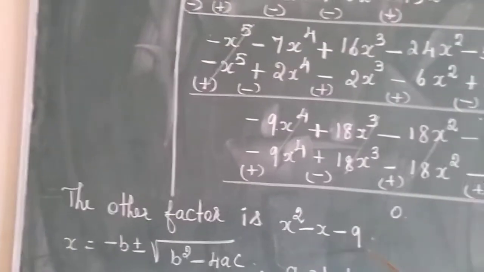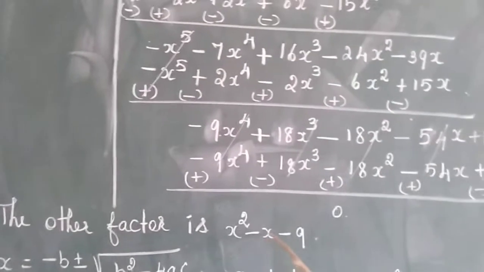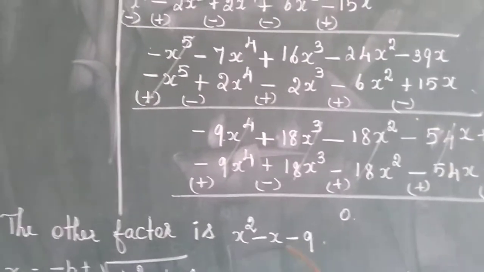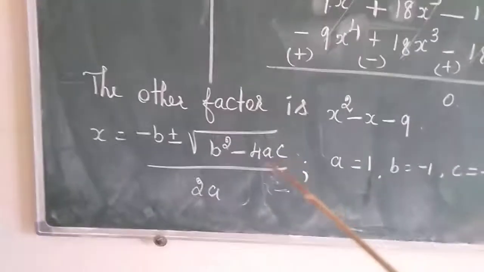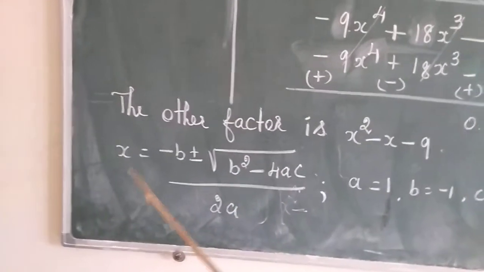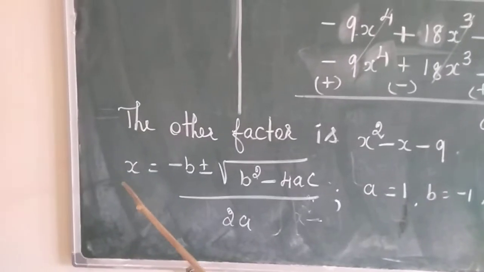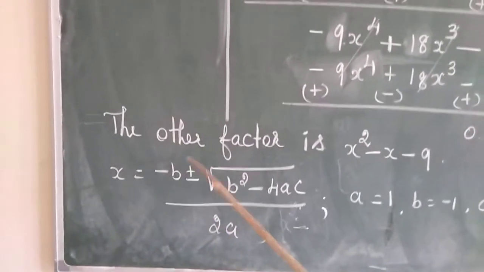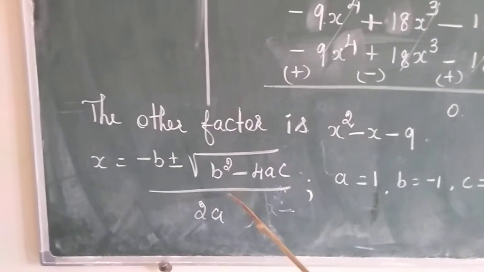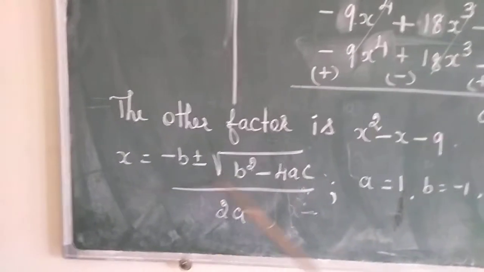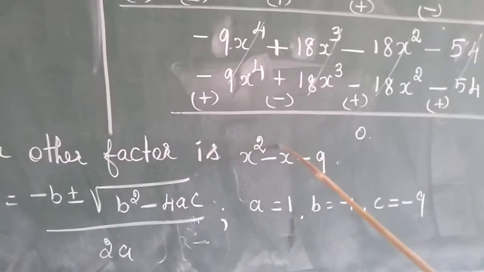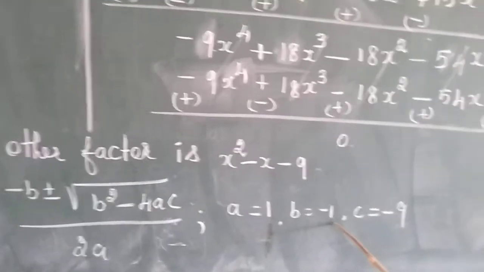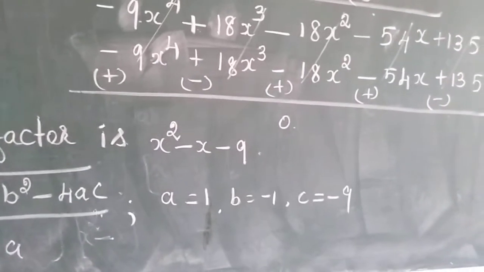Now we have to factorize this one in order to find the value of x, but here we cannot go for the factor method, so we are using the formula to find the value of x. The formula is x equal to minus b plus or minus square root of b square minus 4ac, divided by 2a. Here the value of a is equal to 1, the value of b is equal to minus 1, and the value of c is equal to minus 9.